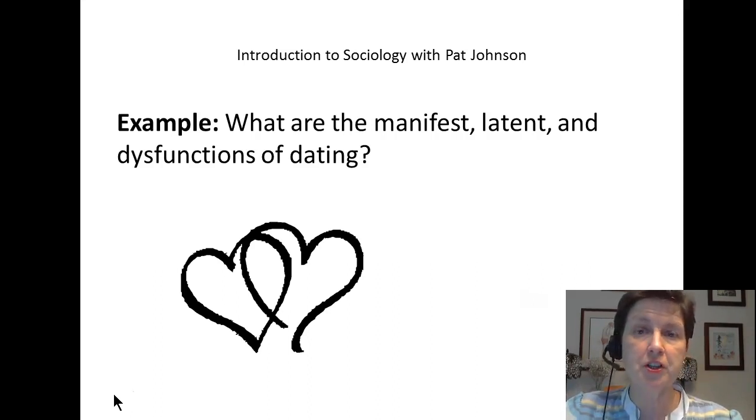So again, the functional approach looks at social structures and the functions of those social structures, be they manifest, latent, or dysfunctions.